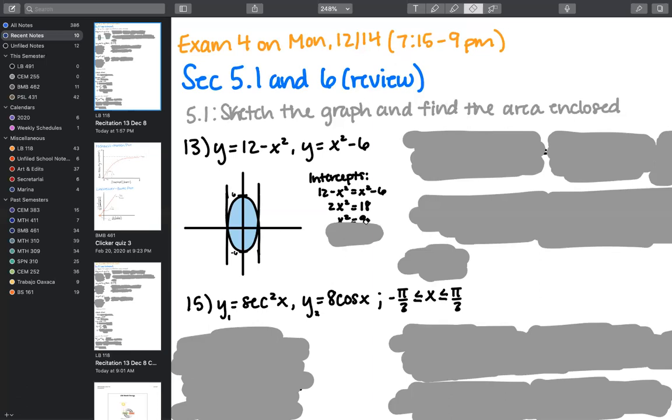We get that x squared is equal to 9. And so our interval is -3 to 3. We're finding the area underneath the subtraction of these two functions. We're finding the area underneath 12 minus x squared, minus x squared minus 6, over the interval -3 to 3.